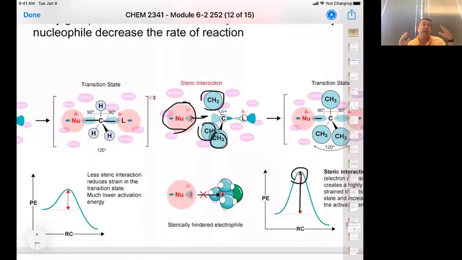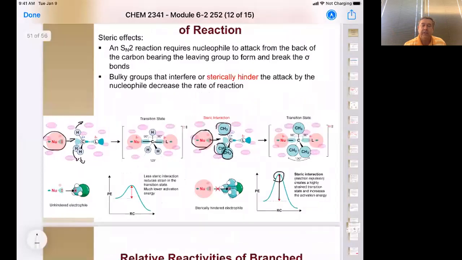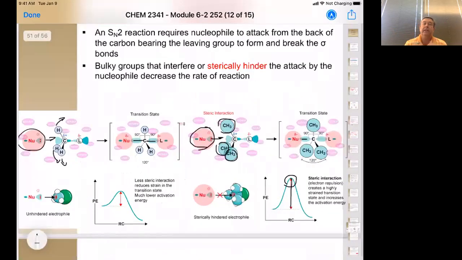And so you either have to heat it really high for a really long period of time, or just try to do it a different way. Trying to do a tertiary Sn2 reaction is very, very difficult.